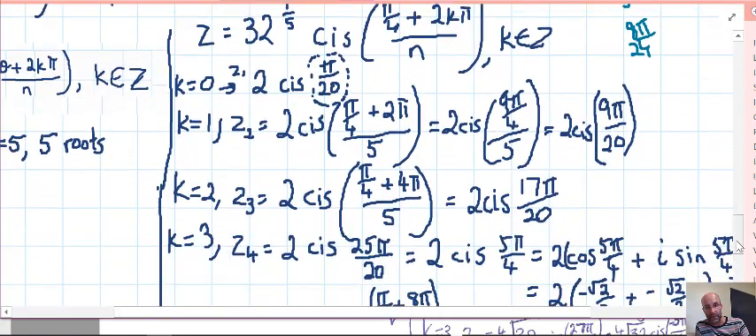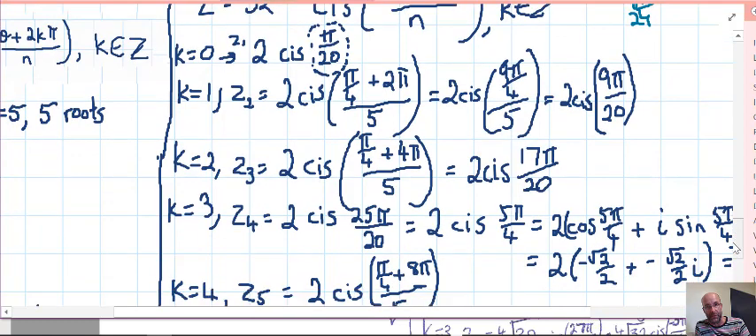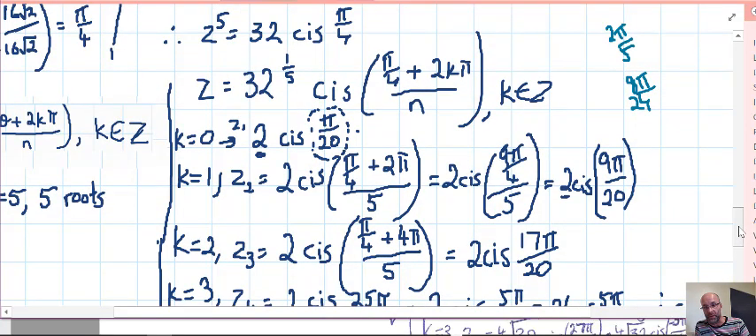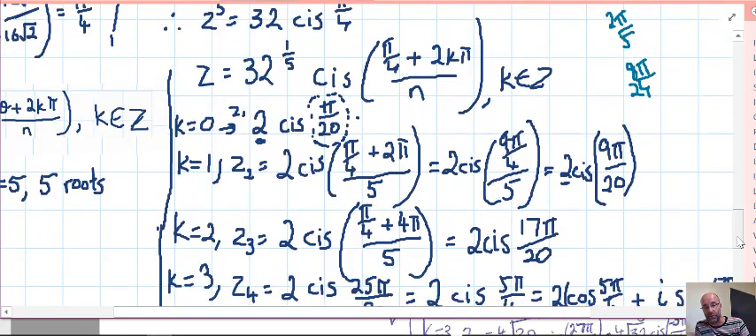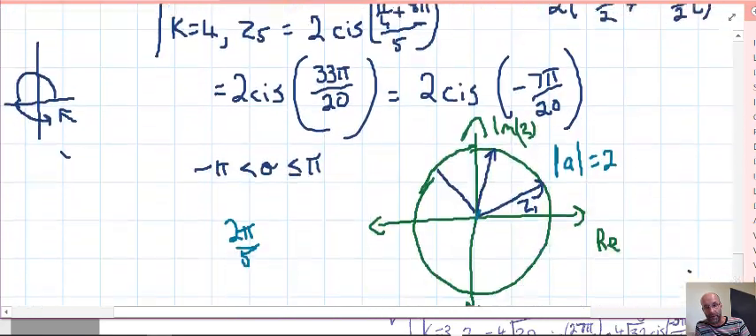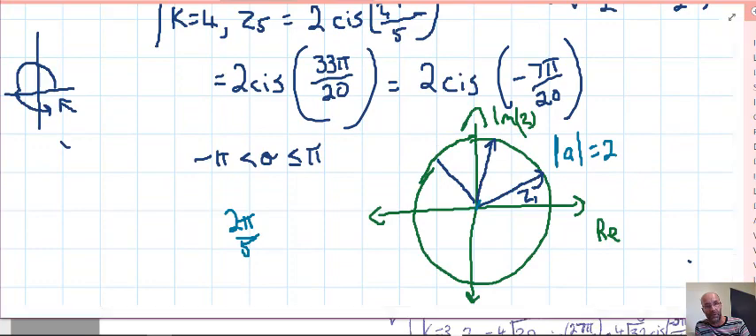Perhaps you wouldn't be asked to do the Cartesian drawing or the Argand drawing for it, but you can see that they are all the same magnitude or same modulus, and they're a gap of 8 pi on 20 apart, which is 2 pi on 5 radians apart. Okay, and you'd have 5. So that's not a very good diagram, but you get the idea hopefully.